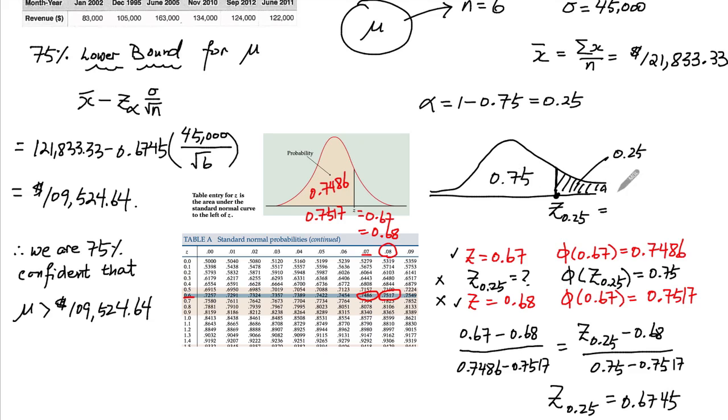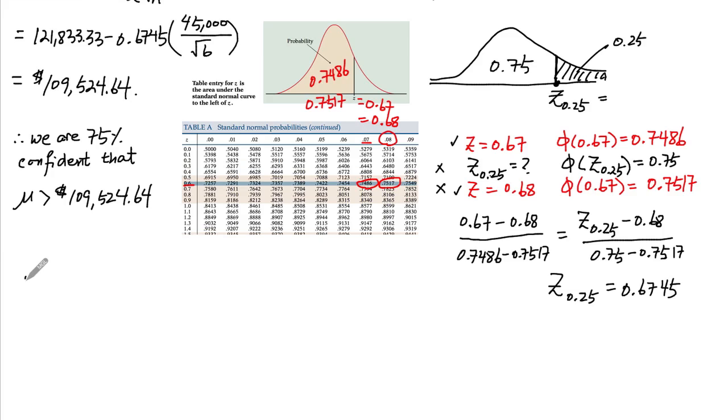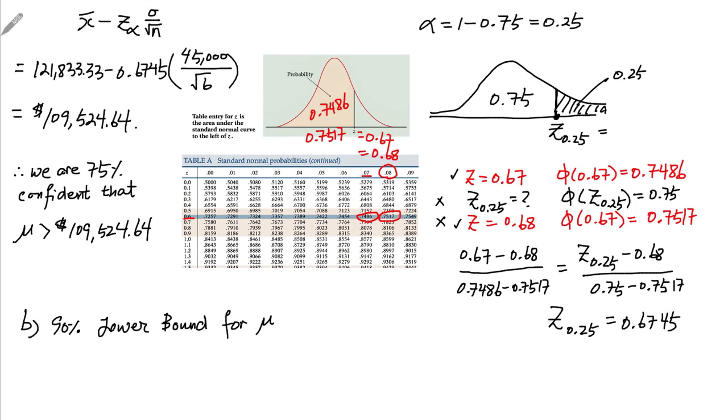Okay, so part B. To answer part B, we need to get a feel for what a 90% lower bound for mu would be compared to 109,524.64. Okay. So if we were to compute this, you'll notice that in the equation of the lower bound, nothing will change except the z alpha, where alpha is going to be 10%. So if we were to compute a 90% lower bound, alpha will be 1 minus 90% or 10%.